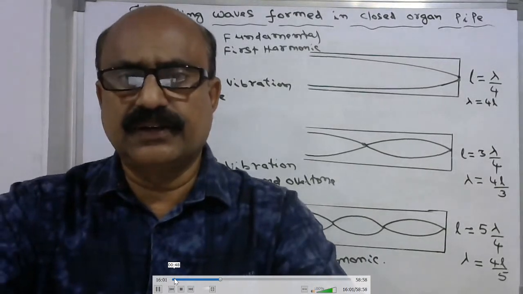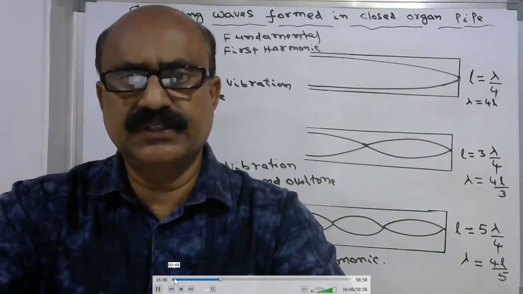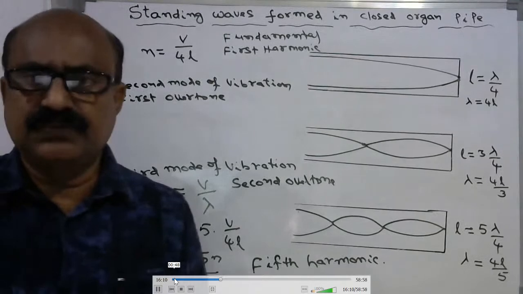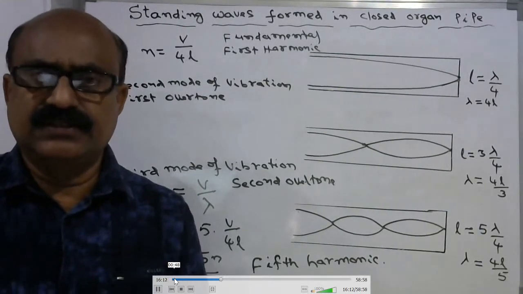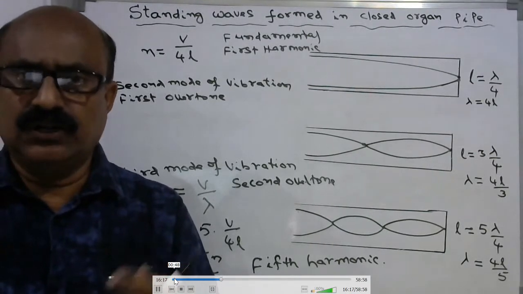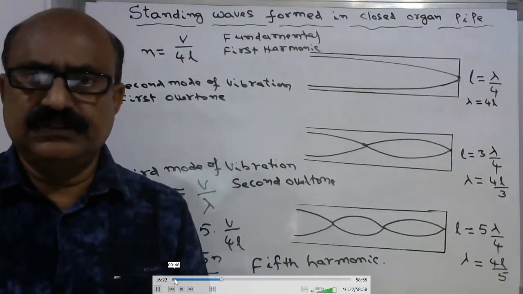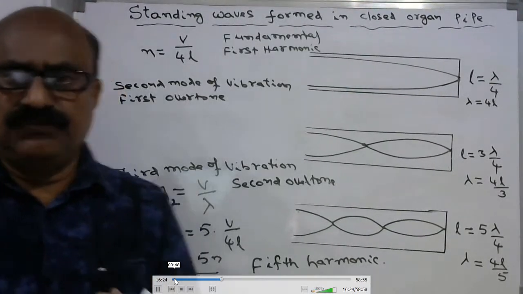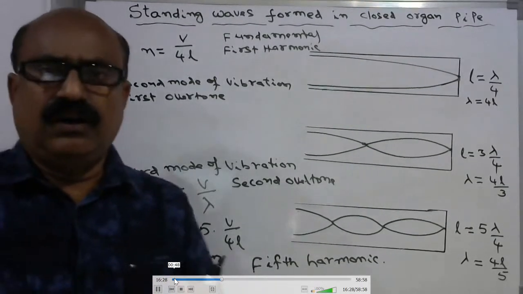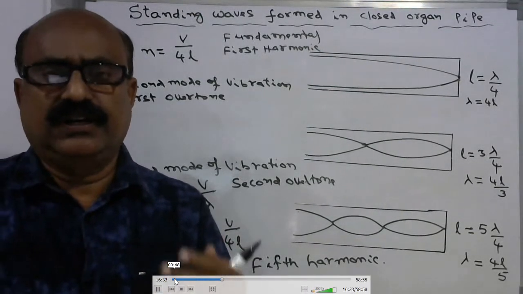So in case of a closed organ pipe, in the first mode of vibration, we get the first harmonic, that is the fundamental frequency. In the second mode of vibration, or first overtone, we get the third harmonic. In the third mode of vibration, we get the fifth harmonic. So all odd multiples of the harmonics are available.